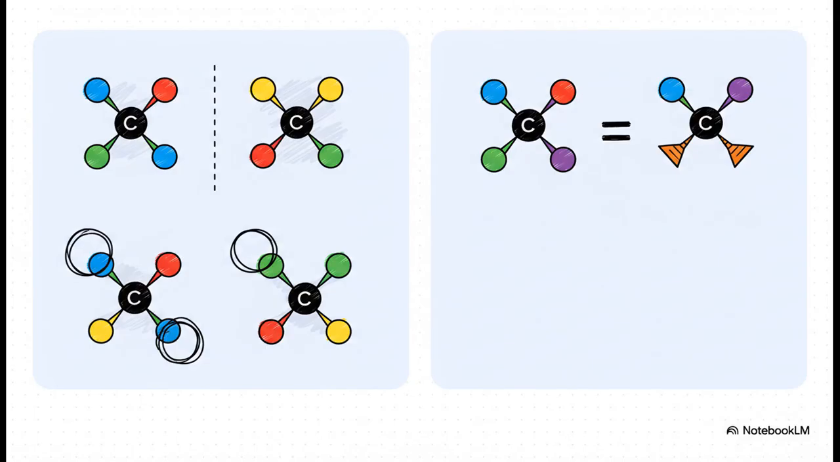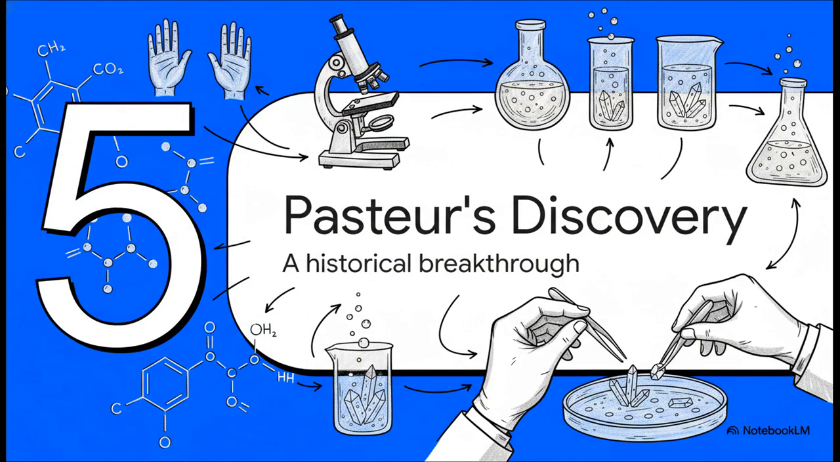Now, these special mirror image twins have a fancy scientific name. They're called enantiomers. Just think of them as one specific type of stereoisomer. Remember, stereoisomer is just the big umbrella term for any molecules that have the same formula but a different 3D shape. So this whole mind-bending idea of molecular handedness wasn't just figured out on a chalkboard. It was actually discovered in this brilliant and incredibly careful experiment by the one and only Louis Pasteur.